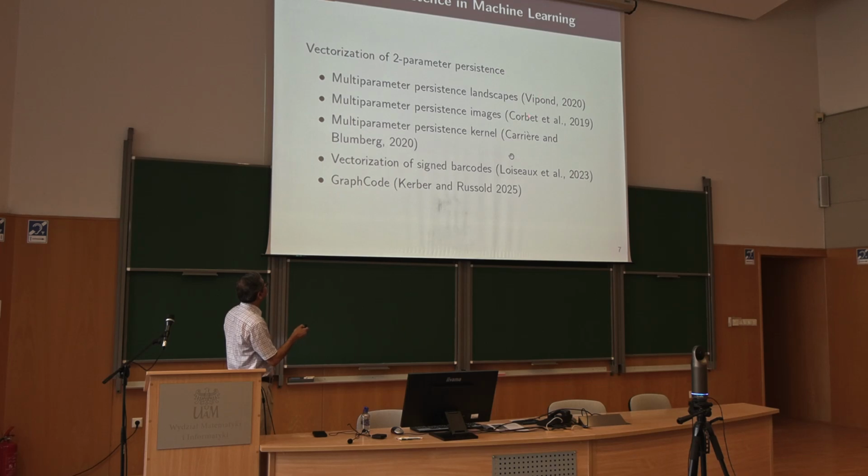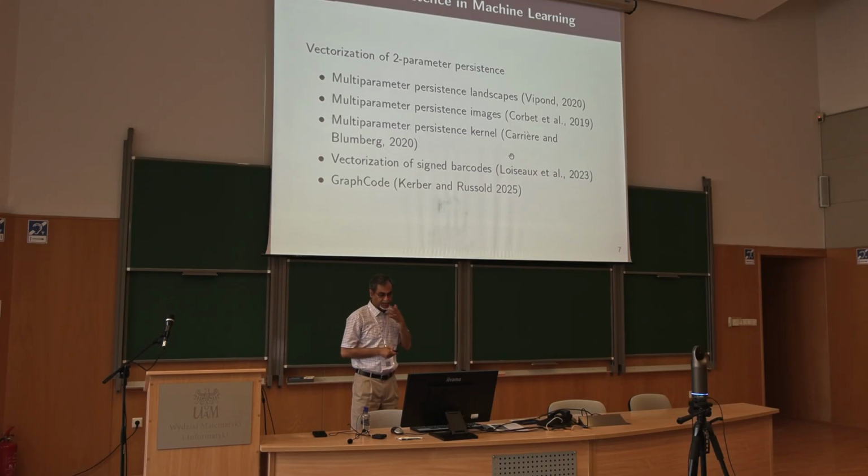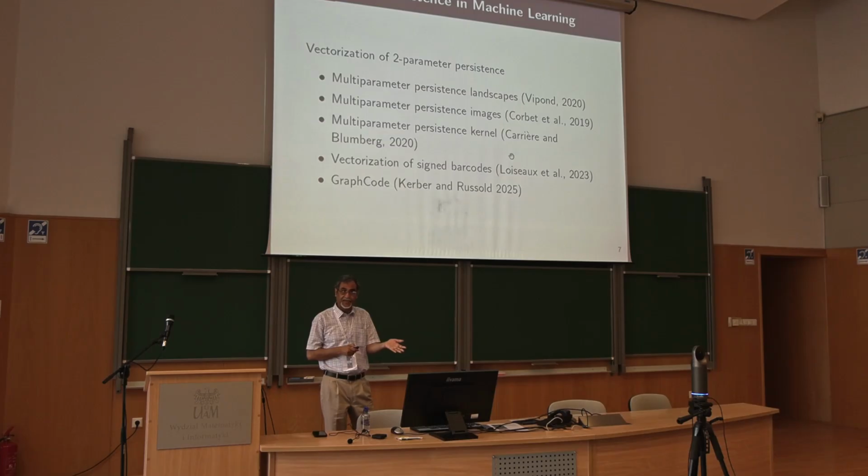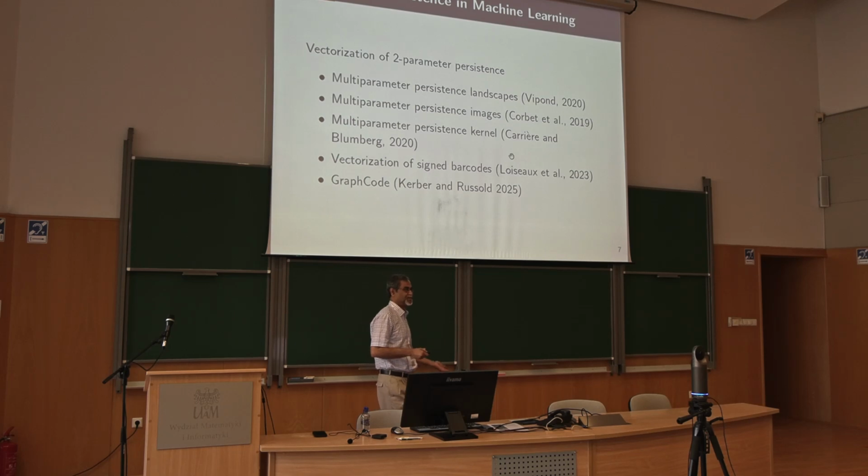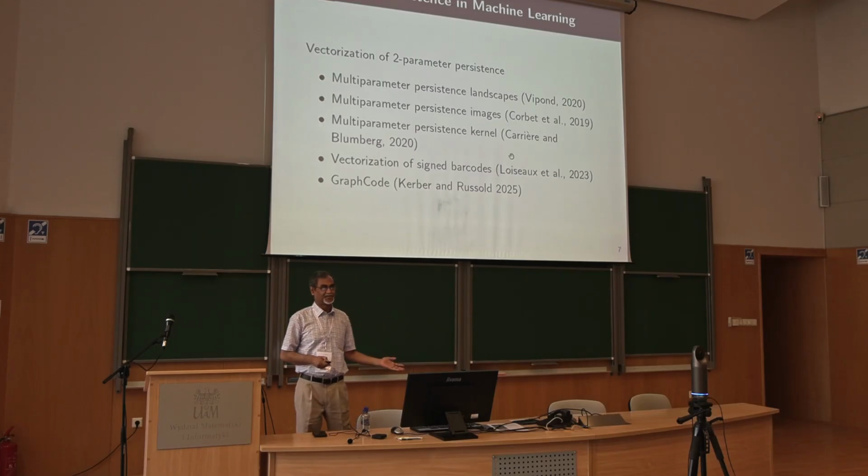And Vipond actually generalized the landscape concept to the two-parameter, multiparameter case. And then there are others also: multiparameter persistence images, multiparameter persistence kernel, and the latest one, GRAPHCODE by Kerber and Russold, actually this year. So quite a few have been proposed, and we are proposing another one here. And of course, I'm not going to compare who is better, because I believe there is always a data set for which yours is better and others are not, and showing that doesn't make much sense.